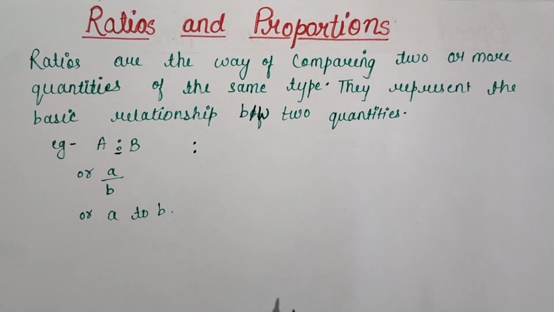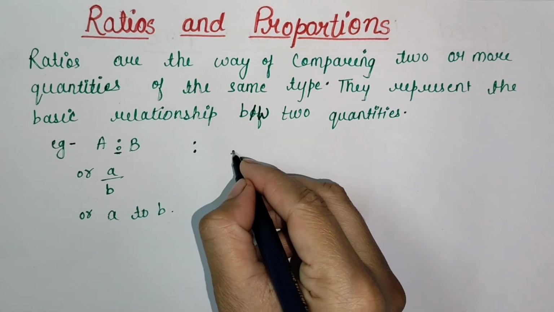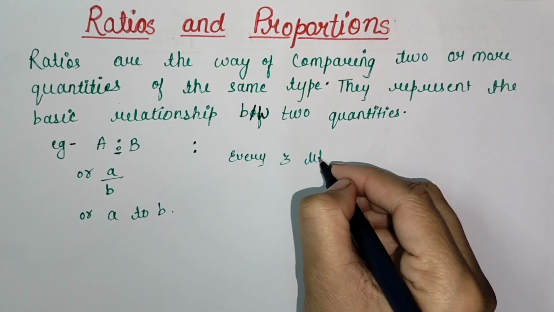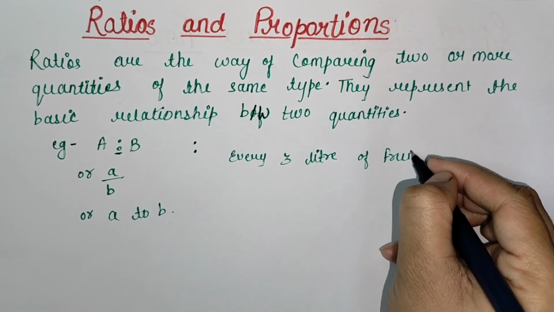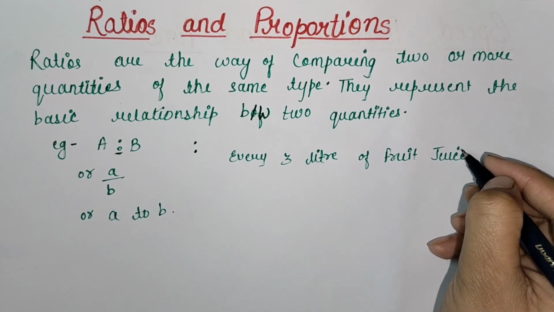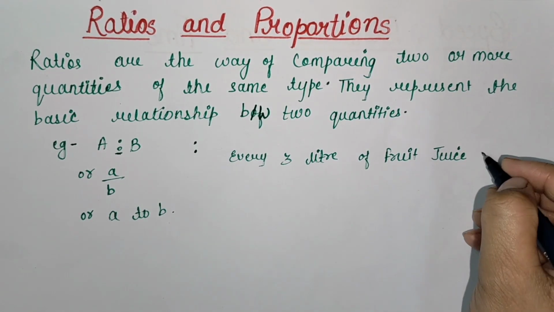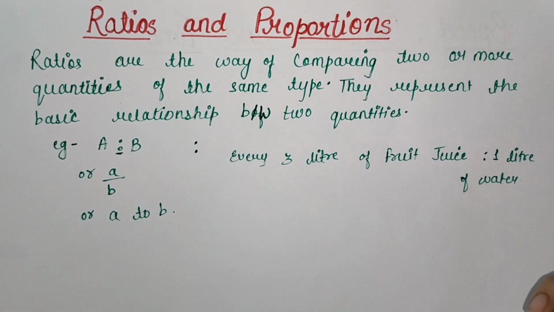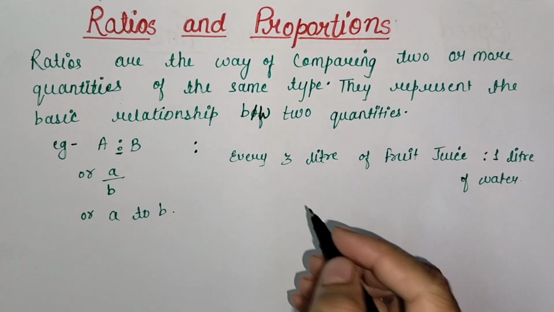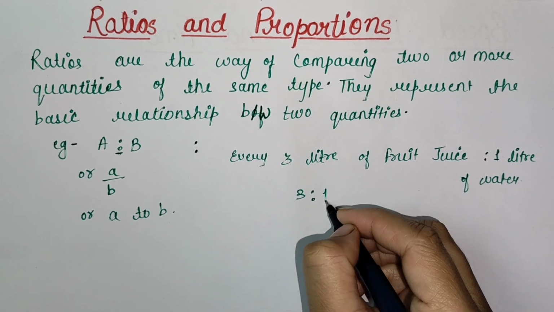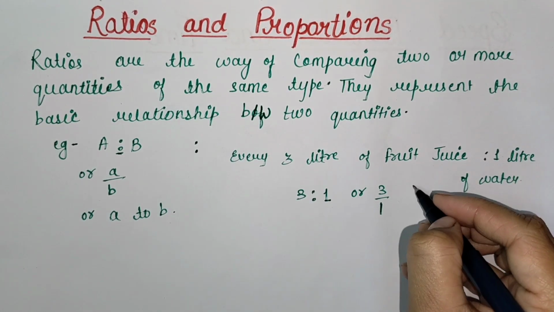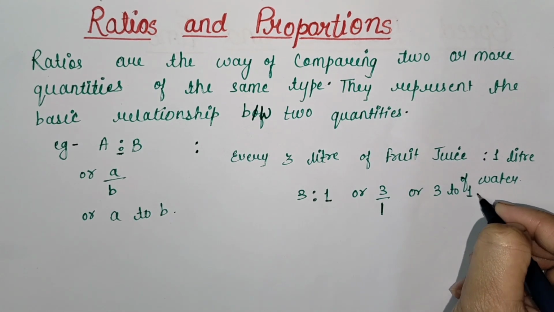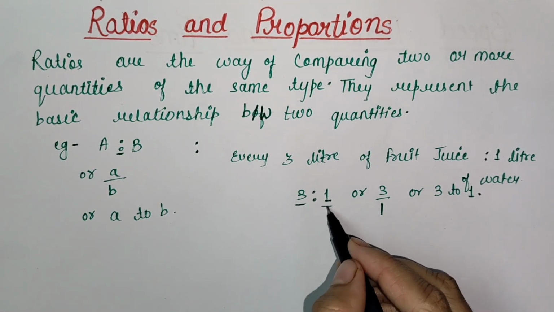Suppose you are making a fruit juice for a party. The recipe requires that for every 3 liters of fruit juice, it requires 1 liter of water. So, how will the ratio of 3 liters of fruit juice to the water be denoted? It will be denoted as 3 is to 1, or 3 by 1, or 3 to 1, where 3 is the fruit juice and 1 is water.